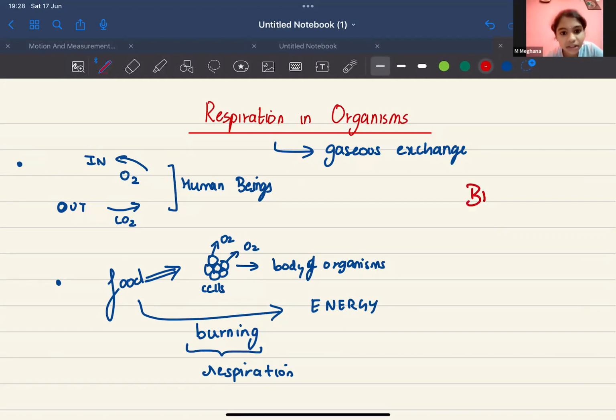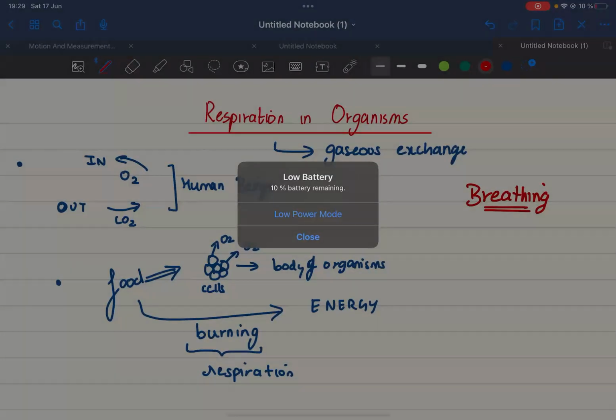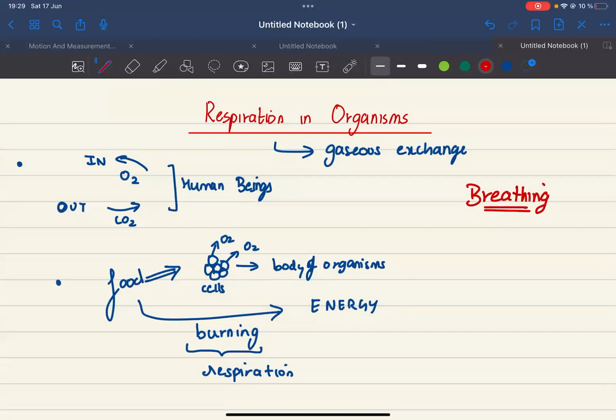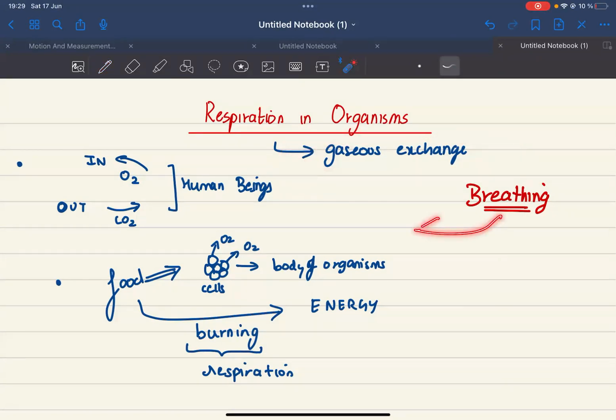Taking in the oxygen is also called respiration. So breathing is also called respiration, I think so. Okay, fine. So respiration is the process of gaseous exchange in an organism. But breathing is the process of taking in oxygen and giving out carbon dioxide. So gaseous exchange is different, because gaseous exchange can be anything. But taking in oxygen and removing carbon dioxide is called breathing.